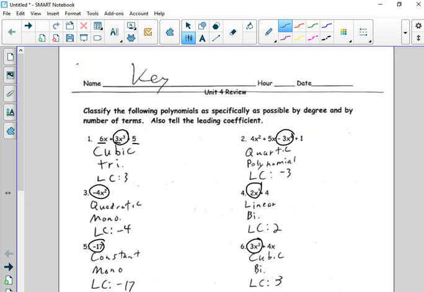Number 2, quartic. 1, 2, 3, 4. We call it polynomial. Remember, we don't call it quadnomial or quaternomial. We just call it poly. Once it's over 3, we call it poly. And lead coefficient, careful, don't forget that negative 3.